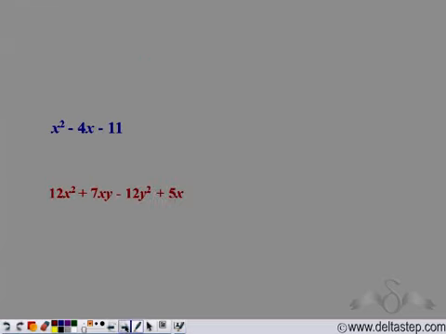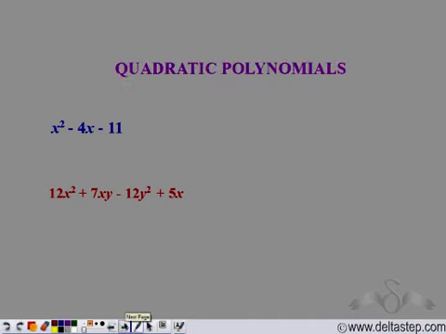Now what is the degree of each of these polynomials? The highest power here is 2. The highest power here is also 2. Here we have two variables. So the sum of the powers is 2. Here the highest power is 2, 2, 1. So the degree of these two polynomials is 2. And such polynomials are called quadratic polynomials, which have degree 2.